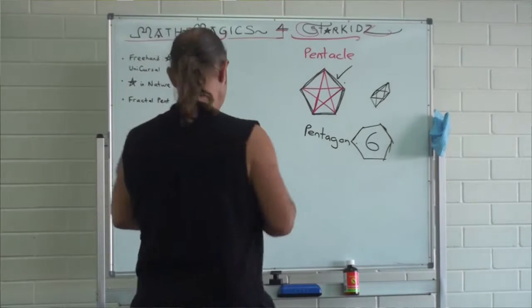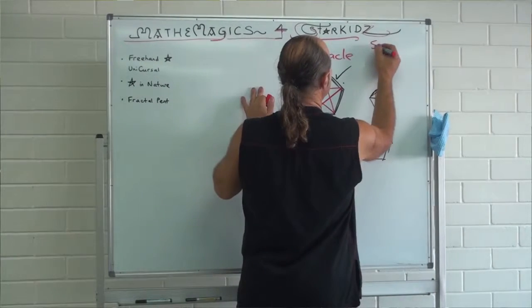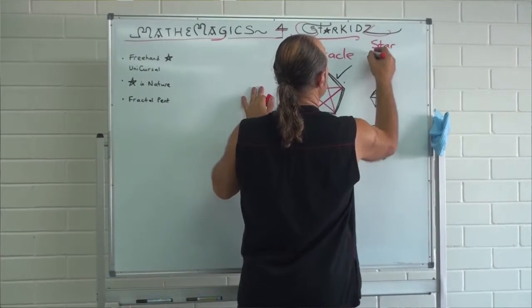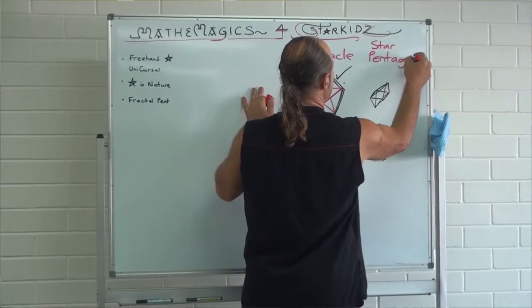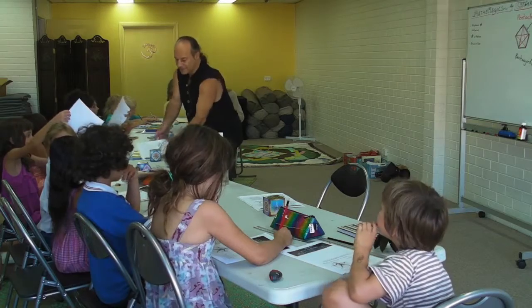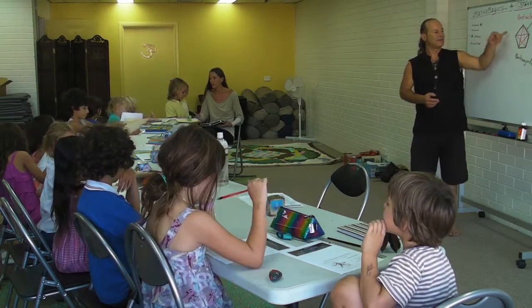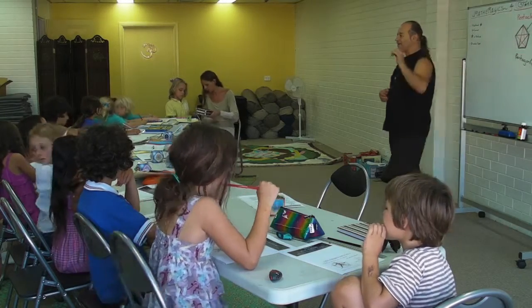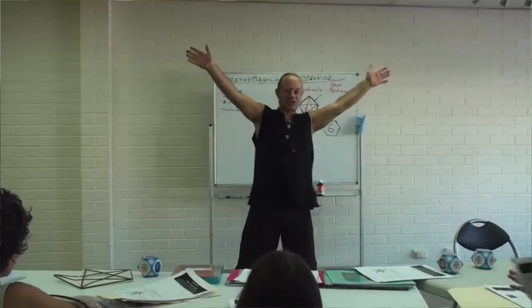Oh, sorry, there's another name. Some people call it just a star pentagram. So you might hear the word pentagram. Okay. So today's lesson is, we're not going to draw a pentagon, we're just going to be drawing the 5-pointed star. And did you know that this is the shape of the human body?